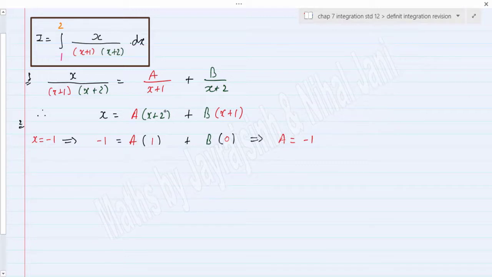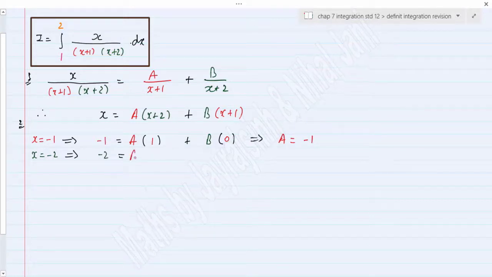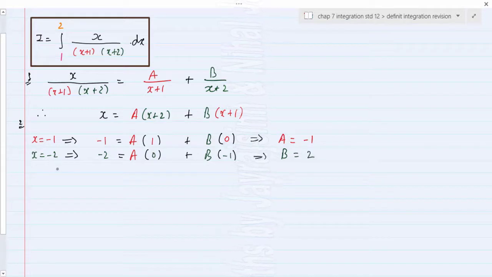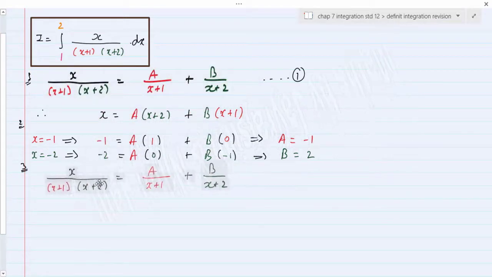Now similarly, let's try to get the value of b, and for that we need to get x plus 2 equal to 0. So we have to take x is equal to minus 2. Left side will be minus 2 is equal to a into 0 plus b into minus 1. So we can say the value of b will be 2. So here we complete our second step. Now in the third step, we have to use equation number 1. So let's get our equation number 1 over here.